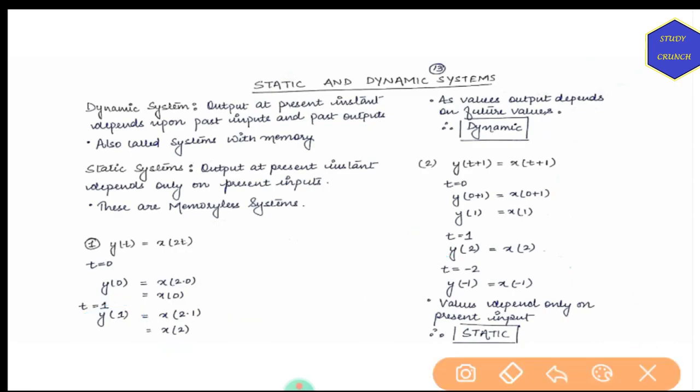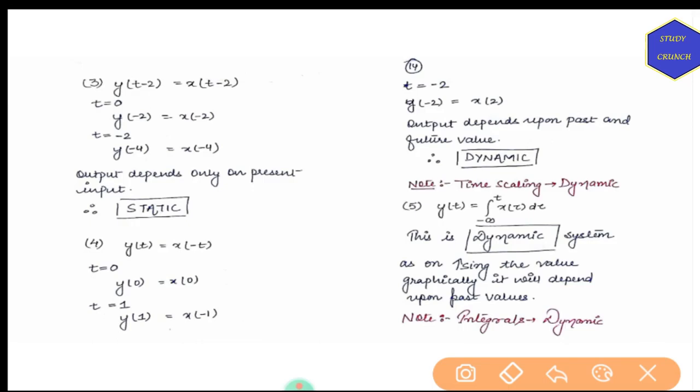Next, y(t) is equal to x(t+1). So at t is equal to 0, we have x is equal to 1, whereas at y(2), we have x is equal to minus 1. So these values depend on present input only. So these are static values. Static.